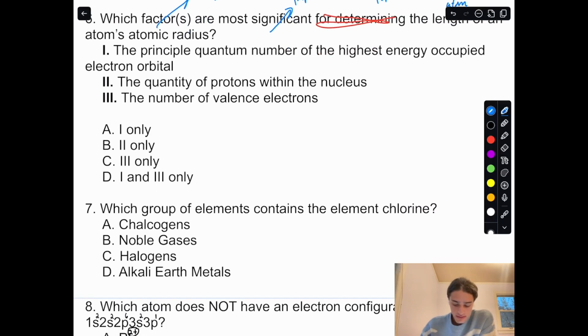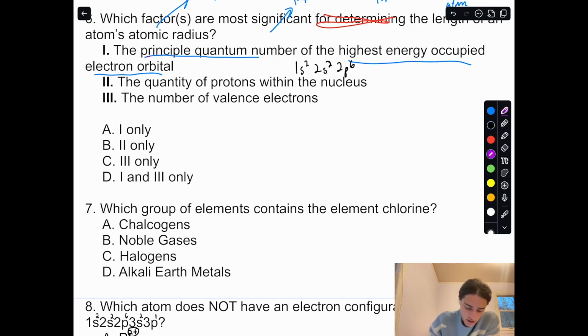The principal quantum number of the highest energy occupied electron orbital. Okay, so the highest energy orbital is just referring to, if we're doing electron configuration, the last thing. It's whatever the last thing is. And the principal quantum number is the number in front of the orbitals. So as the principal quantum number gets bigger, that means the energy levels of the orbitals are getting bigger.